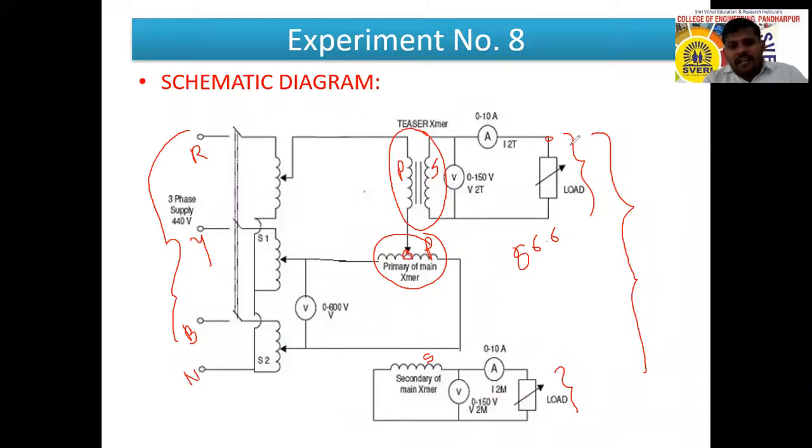Connect the load on the secondary side. This is one phase load and this is another one phase load. That means a two phase load, so we can call it a two phase conversion. Getting what I am telling? That means we are converting three phase to two phase. On the input side, how many terminals or how many phases are there?